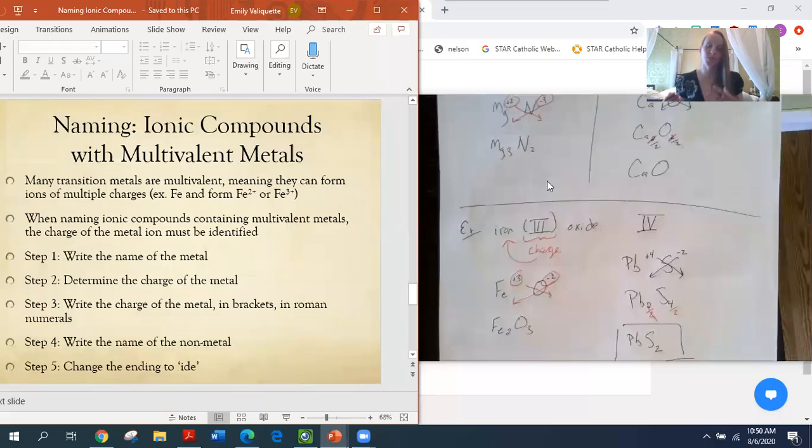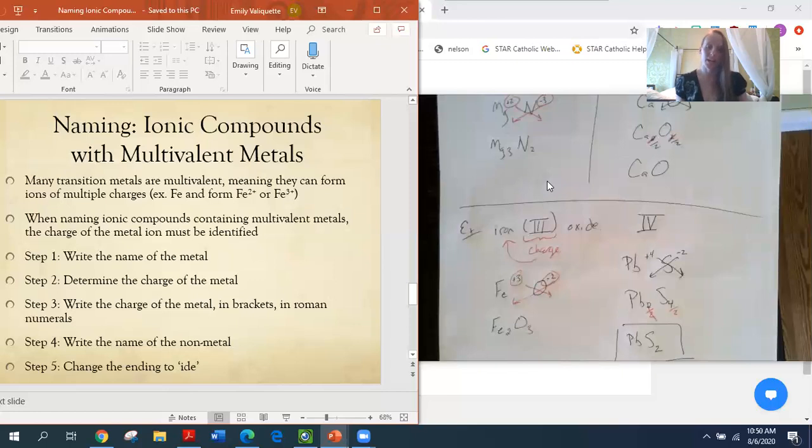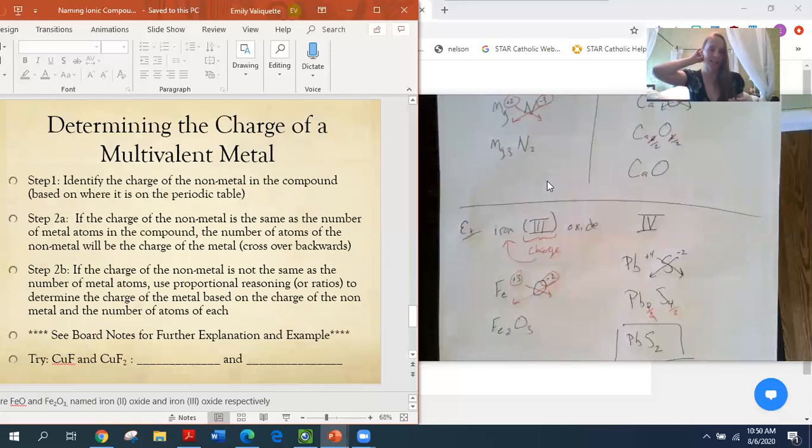Now, it's actually even trickier to go the opposite way when dealing with multivalent metals, so to go from the formula to the name. And that's because, just like with ionic compounds, we're going to write the metal, we're going to write the non-metal, and we're going to change the ending to IDE. But in the case of our multivalent metals, we have to write in the charge of the metal in Roman numerals. So you've got to figure out what that charge is. And the way we do that is by something called reverse crossing over. So let's go through some examples of what reverse crossing over looks like. This is how we determine the charge of our multivalent metal.